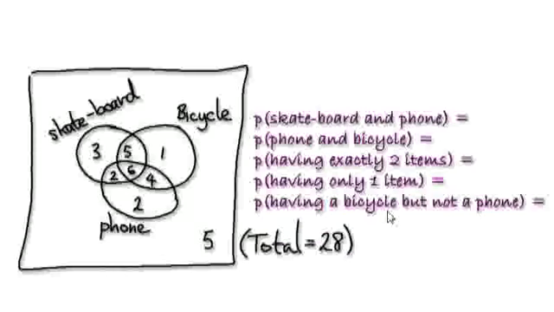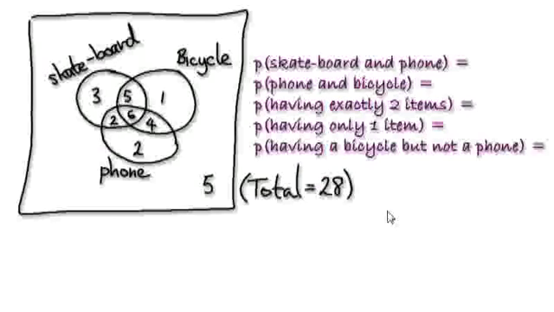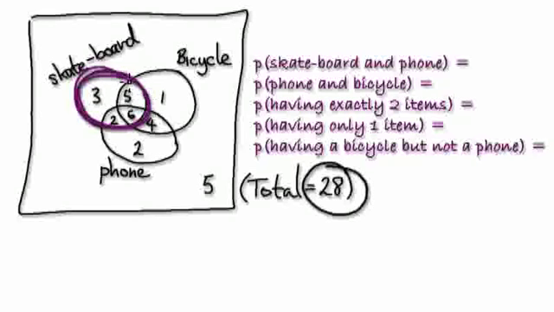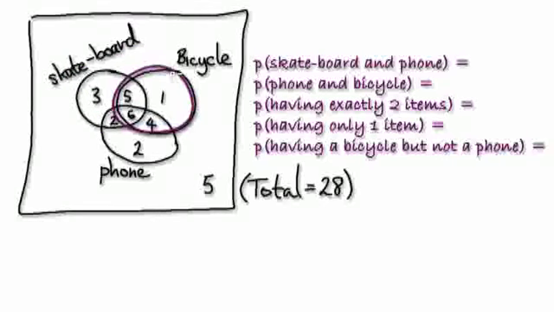Okay, let's see if you guys can do this one here. Let's say in your class there are 28 people. Anyone inside this circle here represents those people having a skateboard, anyone in this circle here would represent having a bicycle, and anyone inside here would have a phone.